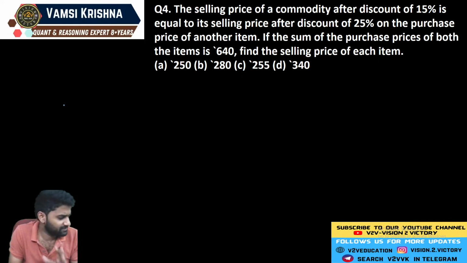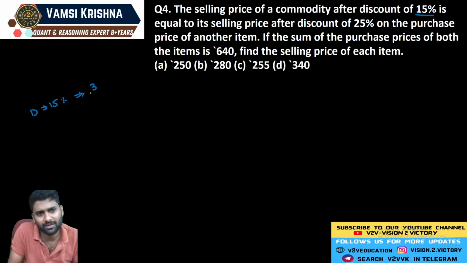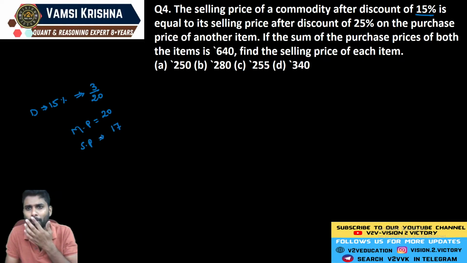Just identify the respective ratio of cost price, market price, and selling price. Here, a discount of 15% is given. 15% is equal to 3 by 20. It means the market price is exactly equal to 20 units. Now the selling price is exactly equal to 17 units. We're done with one point.